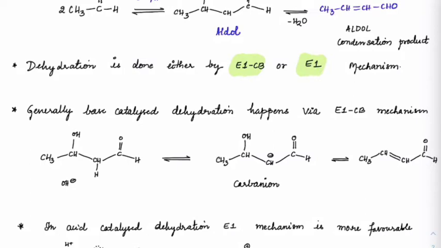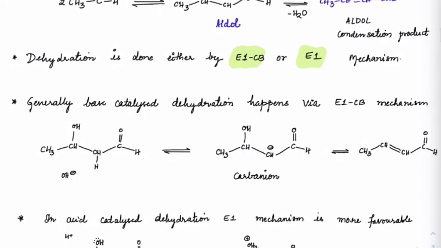Well, this is more debatable whether it is E1 or E2, but most of the sources have always given that it would go for E1 mechanism. I'll show you how it goes. In case of base catalysis, if you are using a base like OH minus, once you have an aldol formation, can you see this is an aldol? This is a beta hydroxy aldehyde.